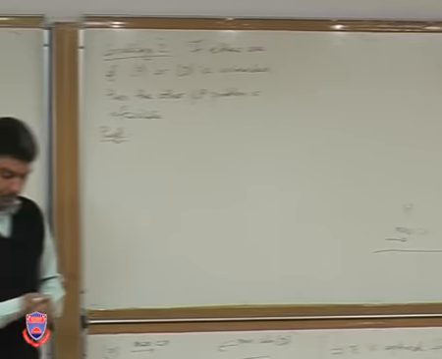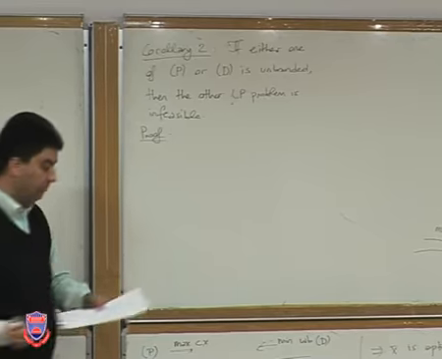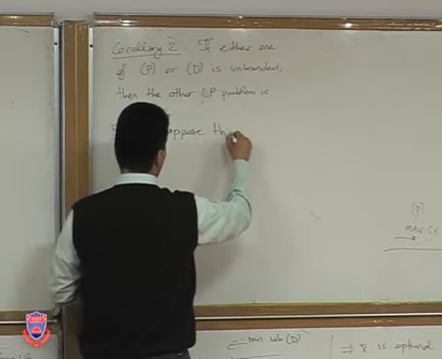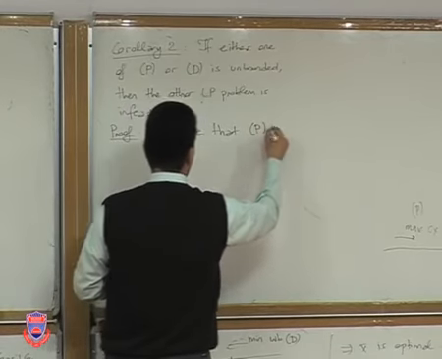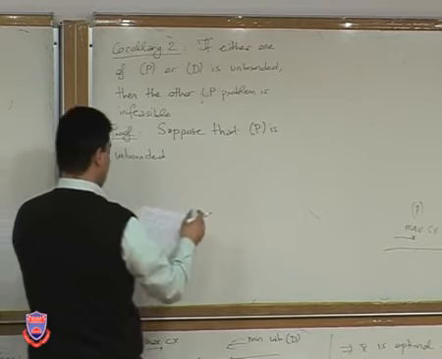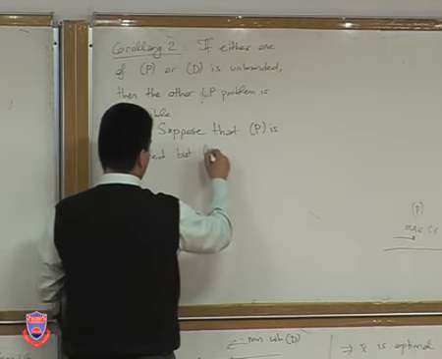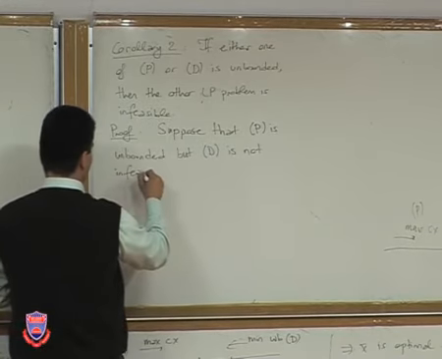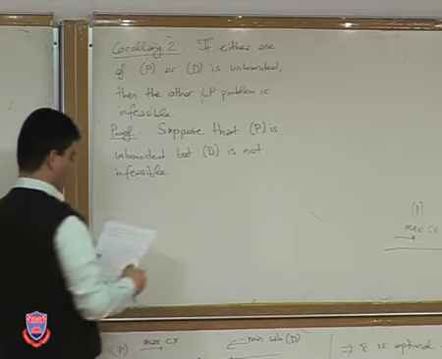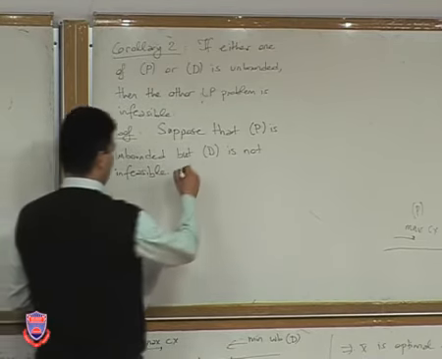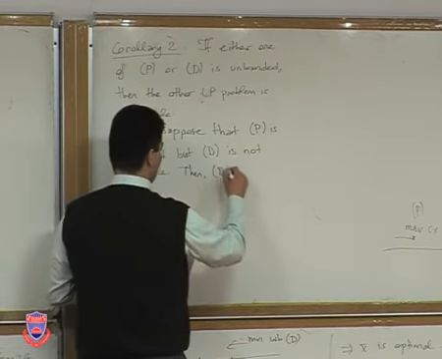Suppose that P is unbounded, but D is not infeasible. So this implies that D has a feasible solution. Then D has at least one feasible solution.